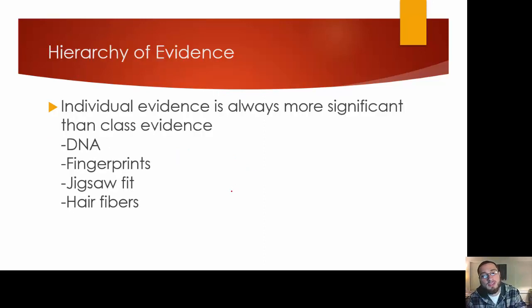So individual evidence is always more significant than class evidence, even though we want our class evidence, and we're going to use as much class evidence as possible and put them together in order to kind of create individual evidence. So we have DNA as our number one, fingerprints as our number two, and then these are kind of tied, but we talk about jigsaw fit and hair fibers are also very important. But DNA is everything to us, and fingerprints is a close number two.